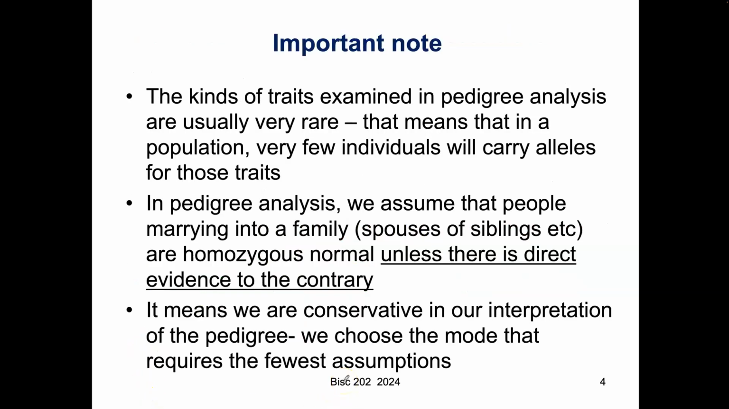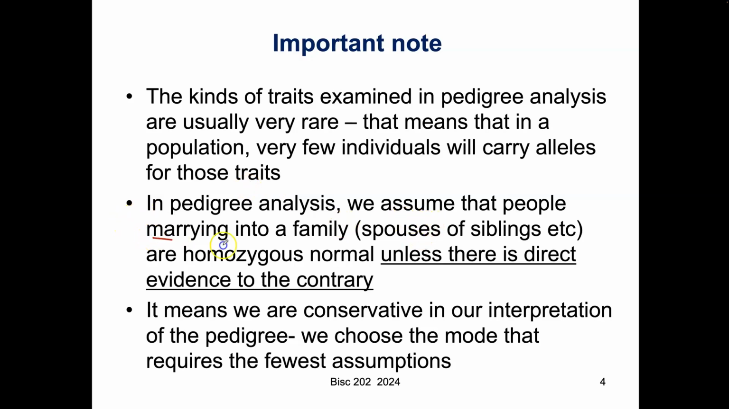Okay. And the other thing, the traits are usually quite rare, not always. Cystic fibrosis is a notable exception, but the conditions tend to be like 1 in 100,000 people, 1 in 50,000 people will have them. And that means it's very unlikely that people marrying into a family are heterozygous, are carriers for the condition. And so what we do is we make assumptions. This is just kind of our conservative rule for analyzing our data.